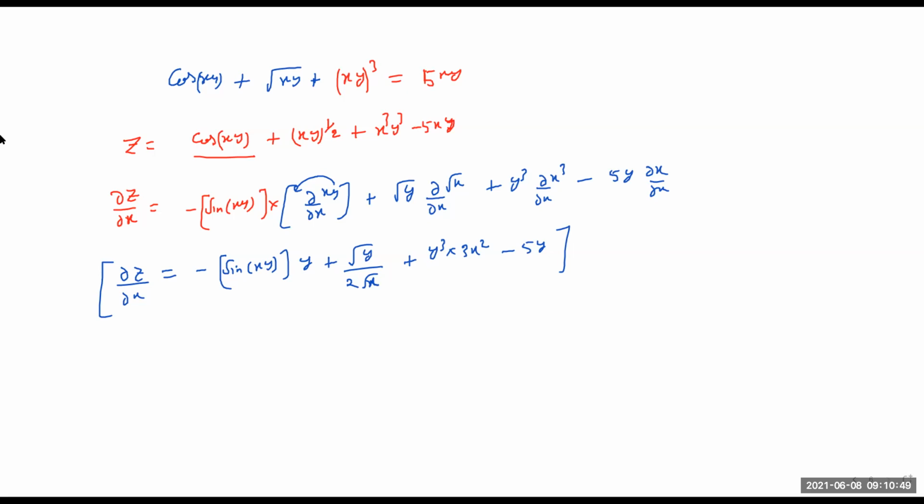Sir, I got the answer. Yeah. So what is the part of del z by del y? It's minus of x sine xy, plus root of x upon 2 root y, plus x cube into 3y square, minus 5x.